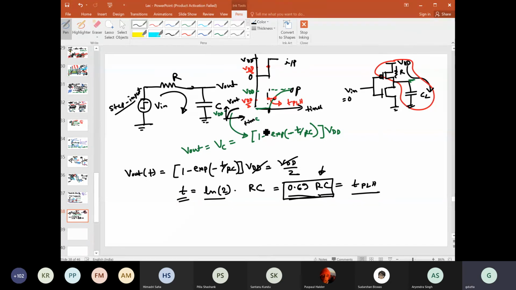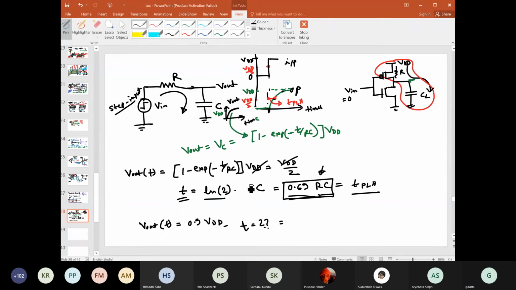Okay, now you can use the same formula and try to find out when this V out of T has to be equal to 90% of VDD, then what is the time required? Can you quickly do this? When this V out has to reach 90%, what is the time required, T? Please tell me the value.